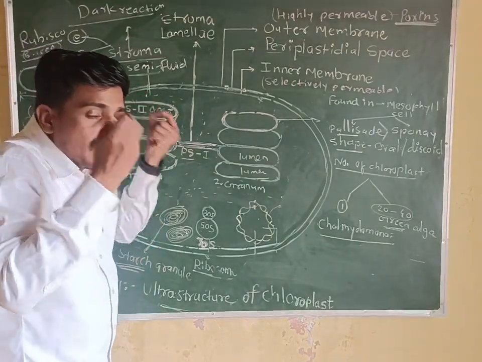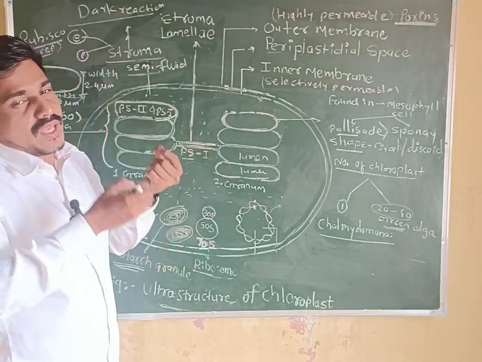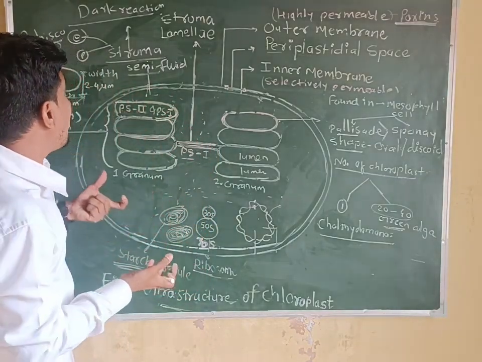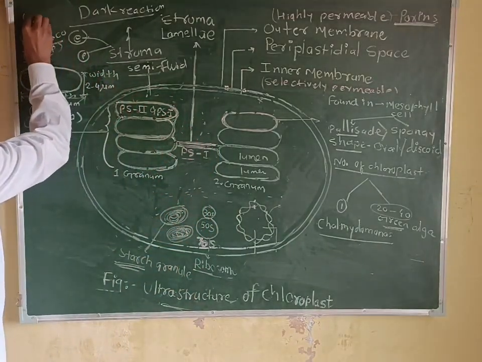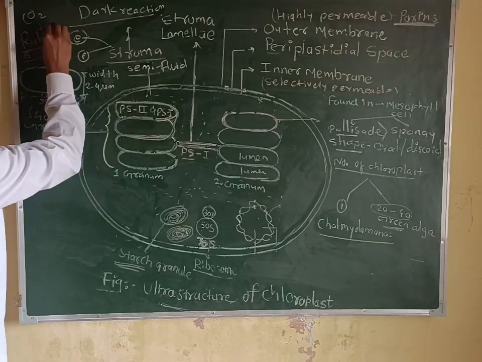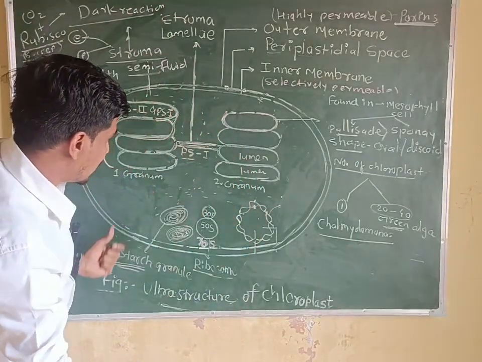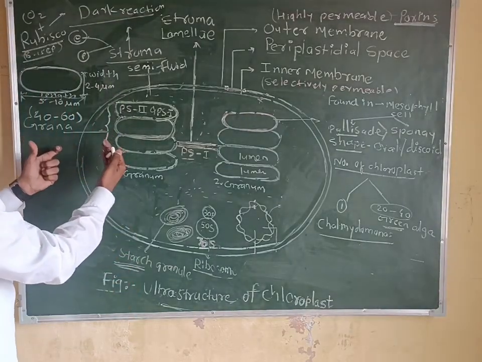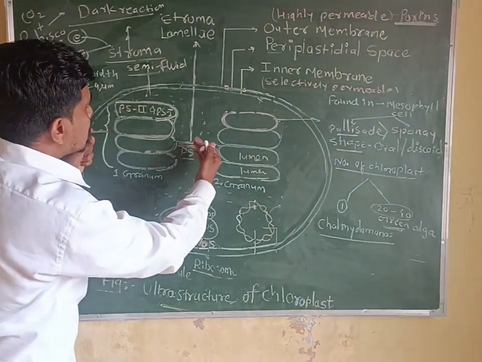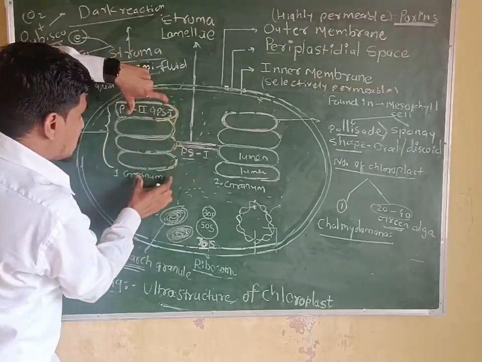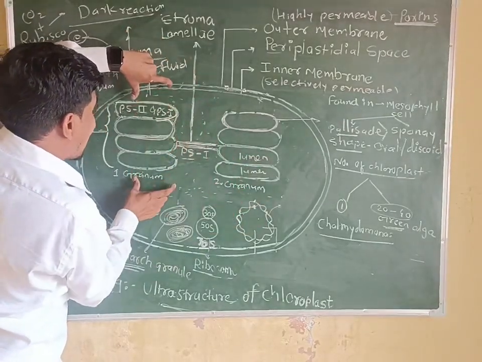Rubisco is the most abundantly found enzyme on the earth. We know that Rubisco fixes carbon dioxide and forms the glucose molecule C6H12O6. That is a chemical energy. After that we will discuss a special structure of the chloroplast known as the grana.